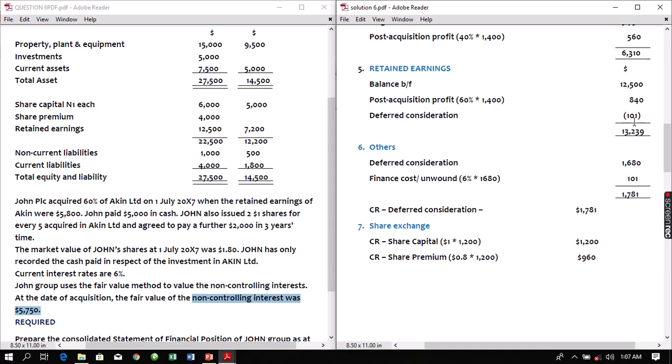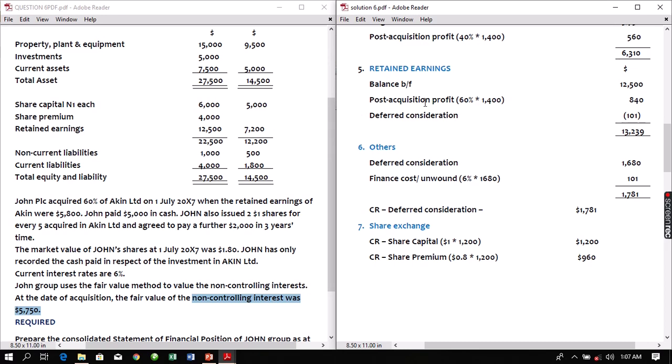So whenever you unwind your deferred consideration, you deduct it from your retained earnings and you add it to your deferred consideration figure, giving us a total of 1781. So when I'm consolidating, I'll be bringing this figure in. So let us come back to workings 5.